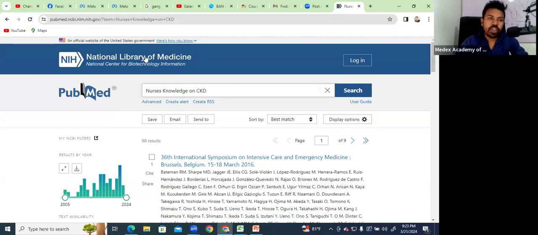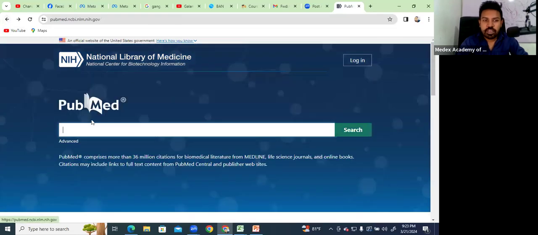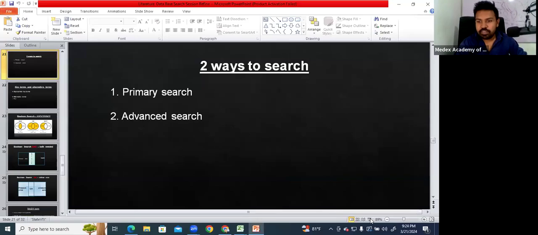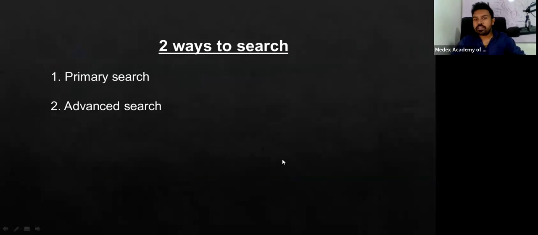It's better to have advanced search most of the time, right? In PubMed, there is an advanced search here. I will let you know later, I will come back to it. So therefore, there are two ways to search: one called primary search, and the other advanced search. I recommend you to do mostly advanced search.